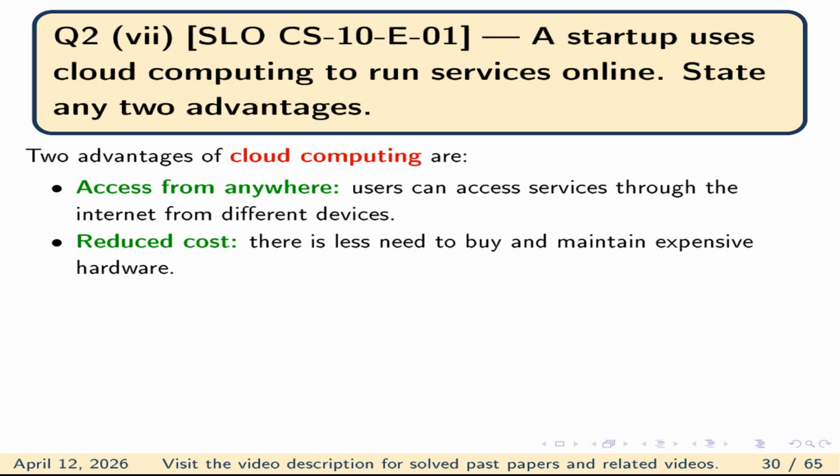Question part 7 is, a startup uses cloud computing to run services online. State any two advantages. Two advantages of cloud computing are access from anywhere. User can access services through the internet from different devices from anywhere. Reduced cost. There is a less need to buy and maintain expensive hardware.